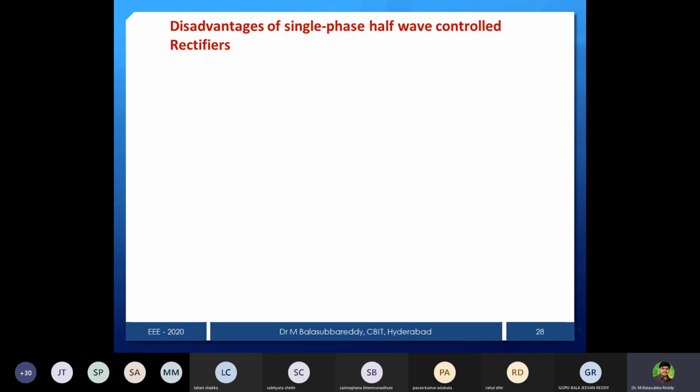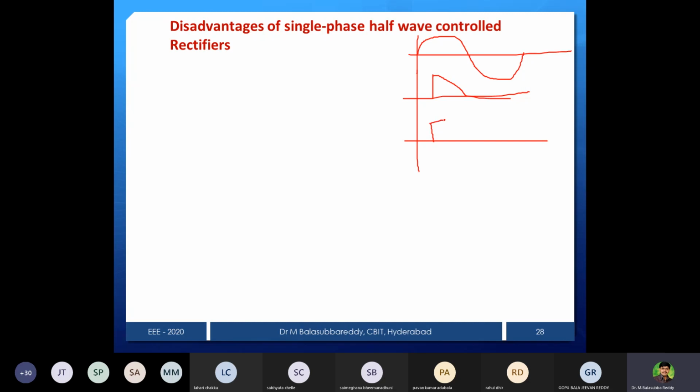Pulse number is a very simple logic. For one full cycle of AC supply, how many pulses are we obtaining in the output? That is the pulse number. This is a one pulse converter: we are getting one output, next will be 0. In a two pulse converter, for one full cycle of AC supply, the input is AC. You can see in the one pulse converter, the input is AC supply and you are getting one pulse in the output. Here the input is AC and you are getting two pulses in the output, that is a two pulse converter.